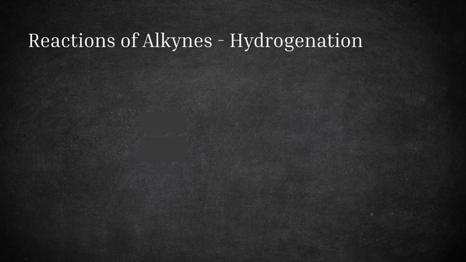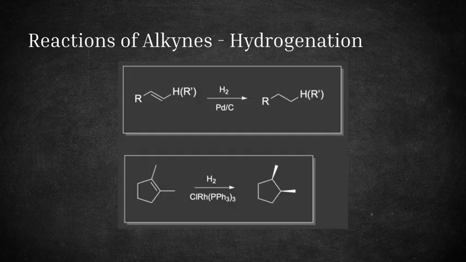The remaining reactions we will cover are reactions we have seen before with alkenes. Just like alkenes, alkynes can be reduced or made more saturated through the addition of H2 across the triple bond. We've seen before that alkenes can be hydrogenated to alkanes through treatment with molecular hydrogen in the presence of a catalyst, such as H2 and Pd/C. We've also seen stereoselective hydrogenation of alkenes to alkanes using Wilkinson's catalyst, like ClRh(PPh3)3, which gives predominantly syn hydrogenation.